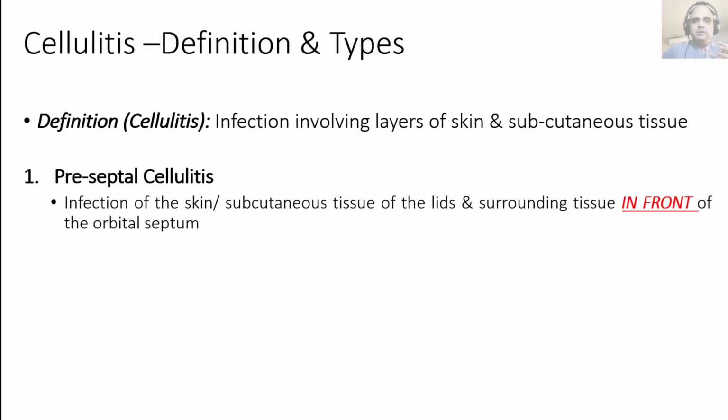With regards to ophthalmology, we have two types of cellulitis. One is the pre-septal cellulitis, and as the name suggests, this is the infection of the skin or the subcutaneous tissue of the lids and surrounding tissue that is in front of the orbital septum. So all of this inflammation is happening anterior to the orbital septum.